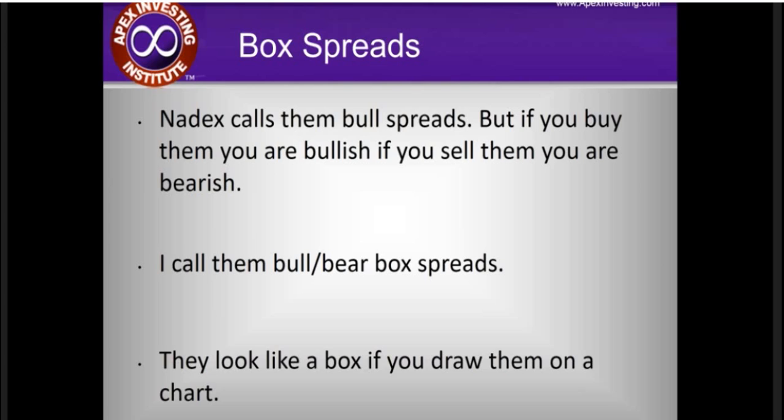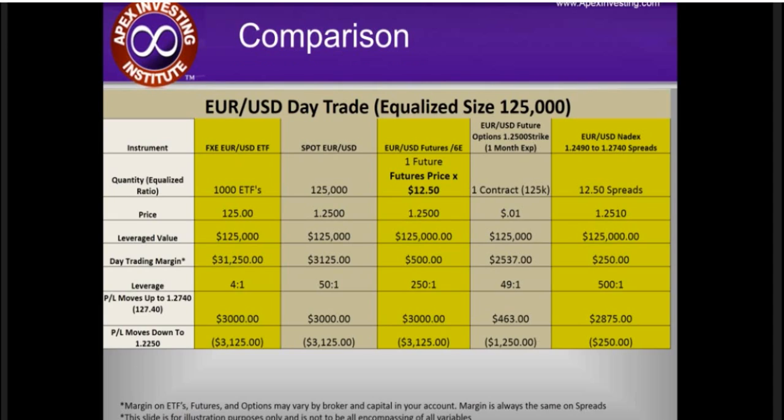Now, Nadex calls them bull spreads, but if you buy them, they're bullish. If you sell them, they're bearish. So I call them a box spread because they look like a box if you draw them on the chart. And just to compare, and you're like, okay, I don't know about this, let's look at your leverage and your risk, comparing this to a Eurodollar ETF, a spot Eurodollar position, a Eurodollar future, and a Eurodollar future option versus a Eurodollar Nadex spread.